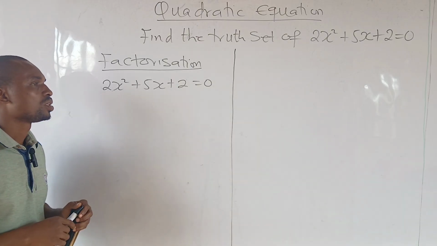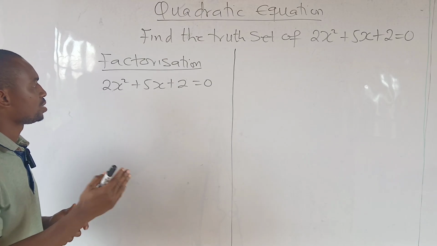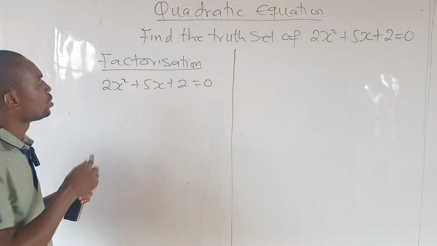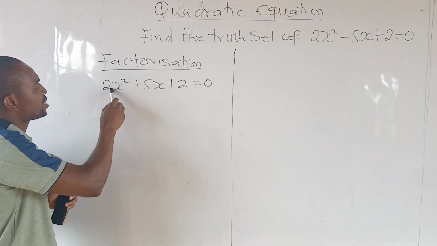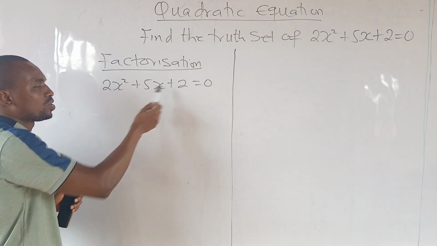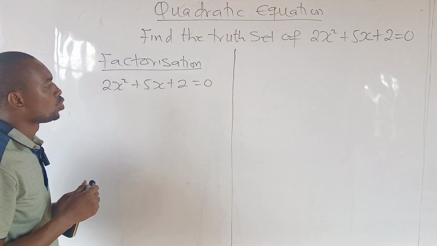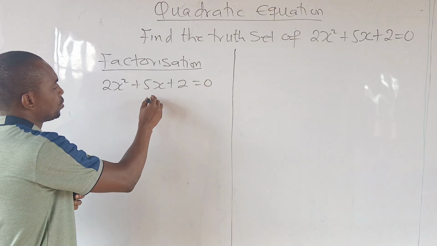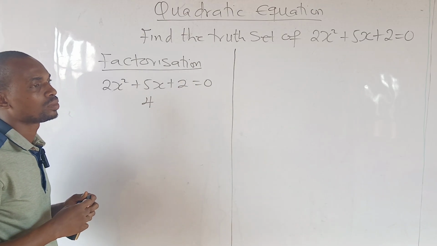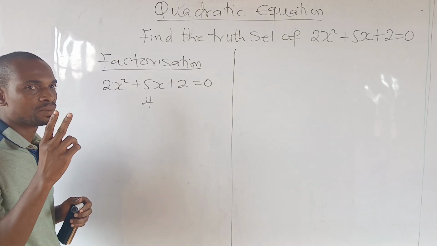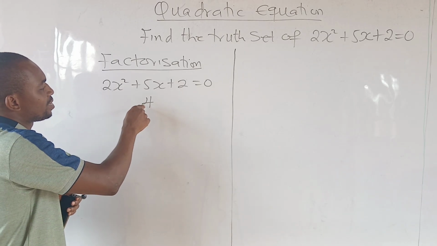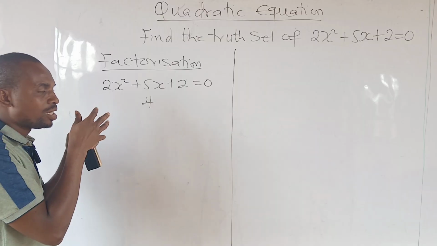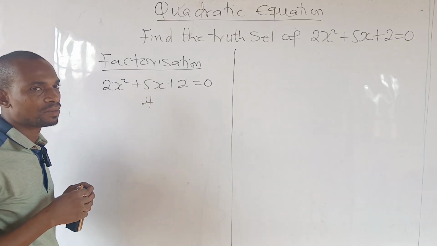Now, if you have to factorize this quadratic equation, the first thing you have to do is multiply the coefficient of this x squared by the constant term here. So when you multiply the 2 and this 2, it gives us 4. Then you look for two numbers which, when you multiply them, will give us 4, and when you put them together, will give us the coefficient of the x here.